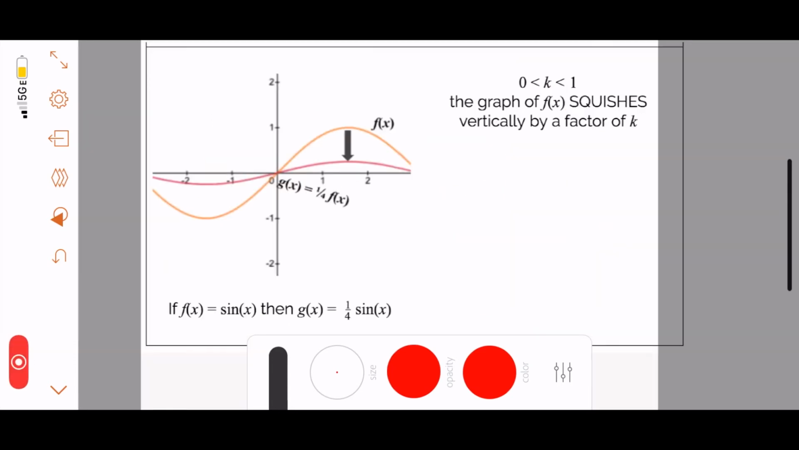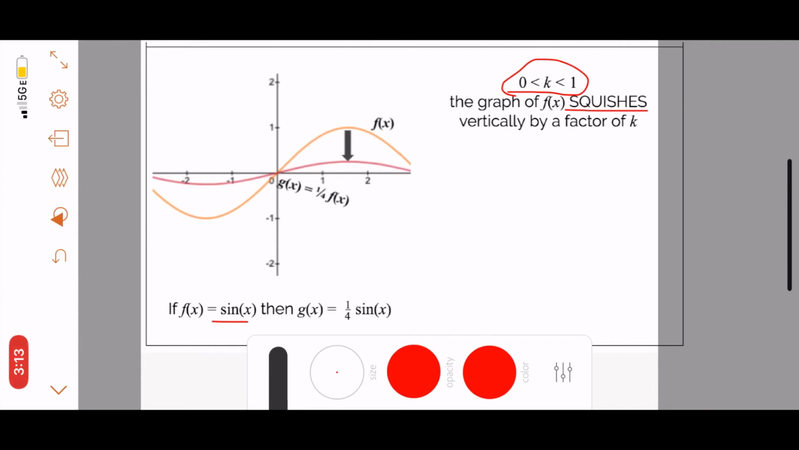Our next example is of a squish or a compression, which you can recognize when k is between 0 and 1. And if you think about that logically, it's just like if you multiply a percentage or a fraction by a number, it makes it smaller, right? So we're going to say that the effect that has on our function is to squish the graph.